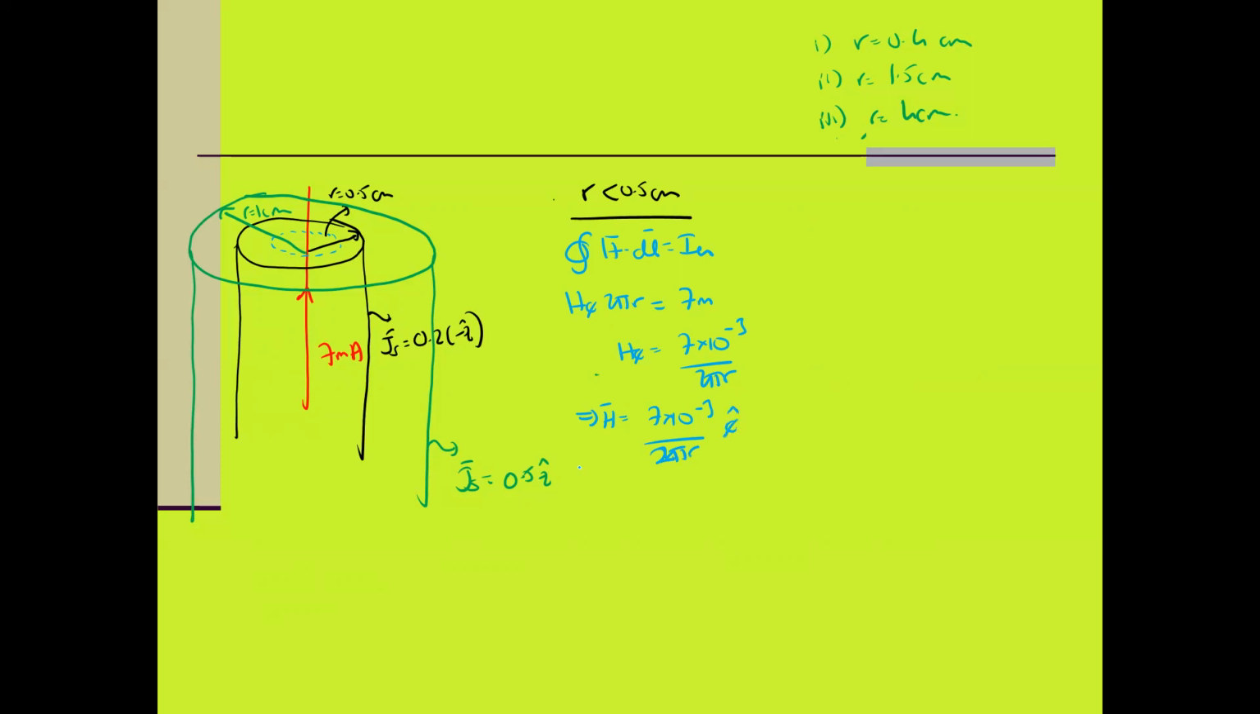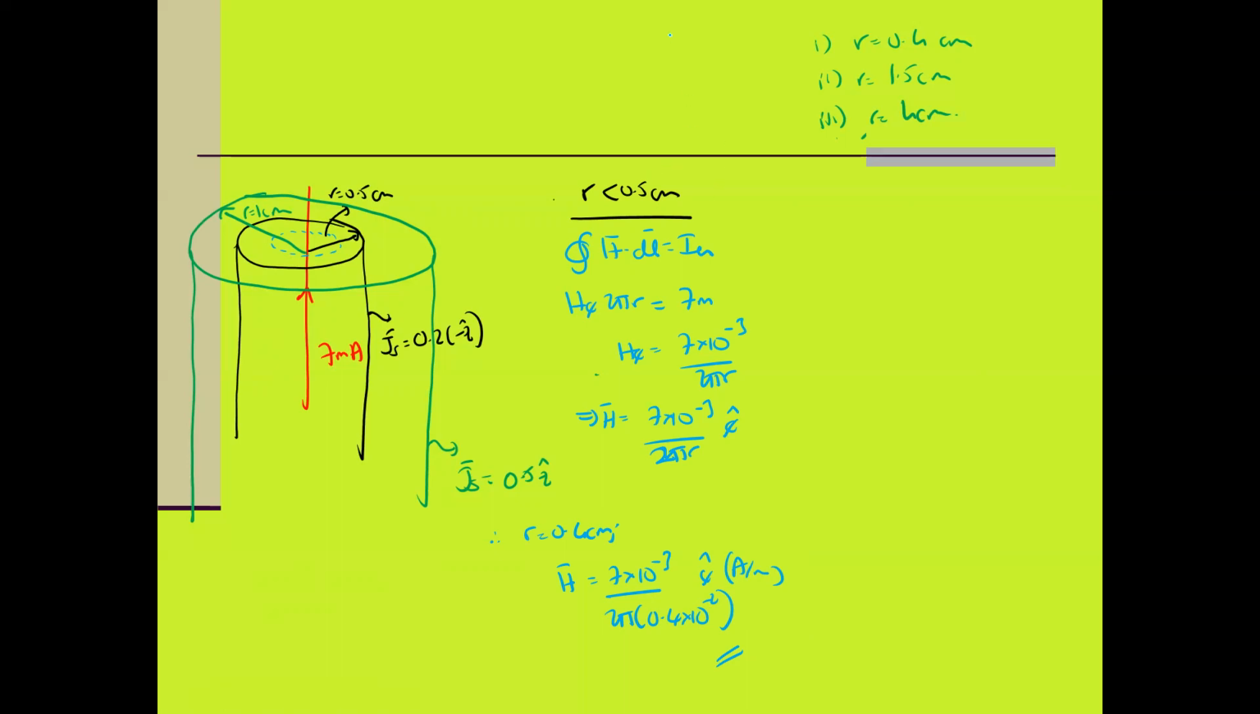For this, we can straight away calculate the H field for r equal to 0.4, because 0.4 is less than 0.5 cm. So for r equals 0.4 centimeter, your H field will be equal to 7 times 10 to the power of negative 3 divided by 2 pi times 0.4 times 10 to the power of negative 2, in the phi direction, in ampere per meter unit. That should be your H field intensity at r equals 0.4 centimeter.